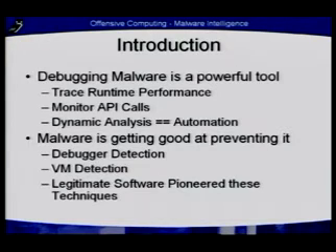Okay, so this talk is about debugging software, and it's specifically about debugging malware because it's a powerful tool. It's the main way that you unpack or expose the internals of the malware. And so the goal is to trace runtime performance, monitor API calls, and basically get to the dynamic analysis, because that means we can get automation. But malware is getting real good at preventing it. Val will talk a little bit about some of the methods just at an overview level. But basically they detect whether they're being debugged. They detect whether they're in a virtual machine. And these are all techniques that were pioneered by legitimate software.